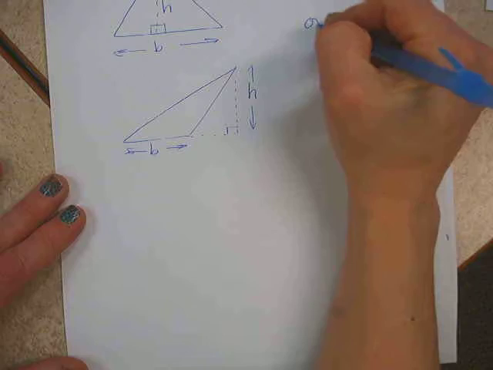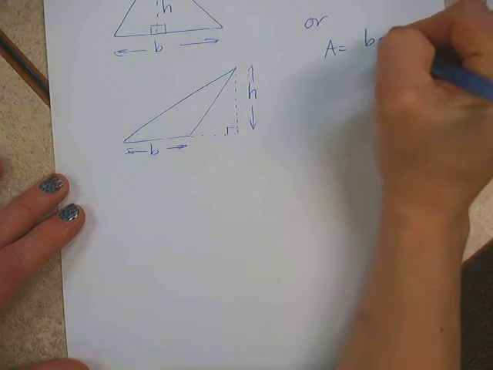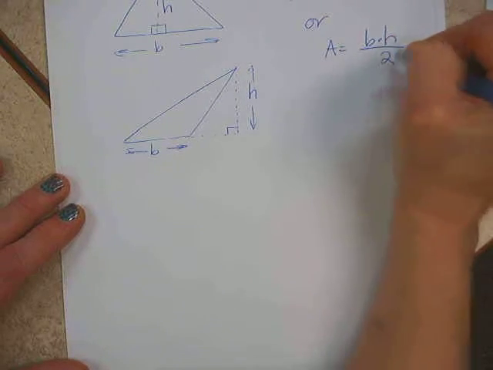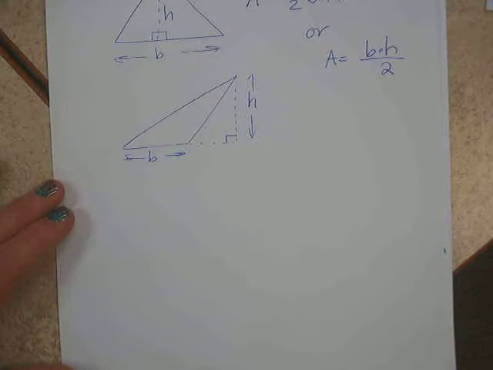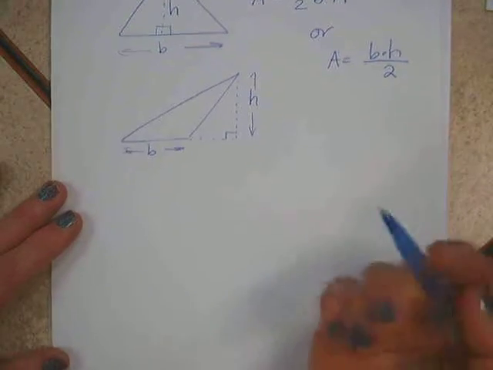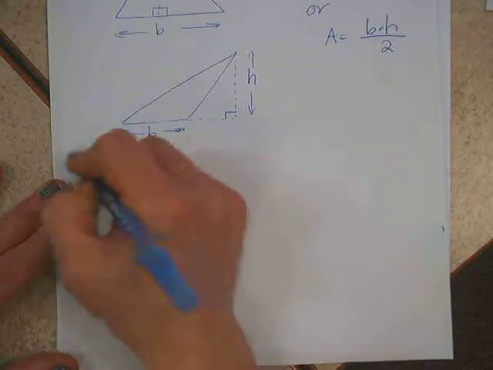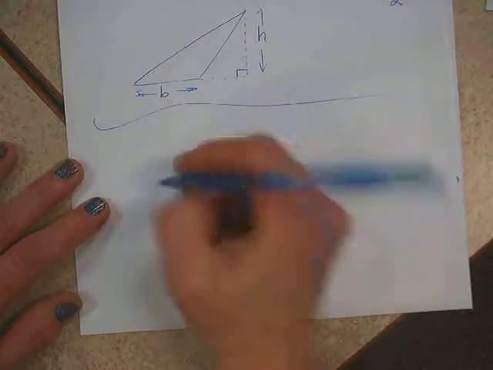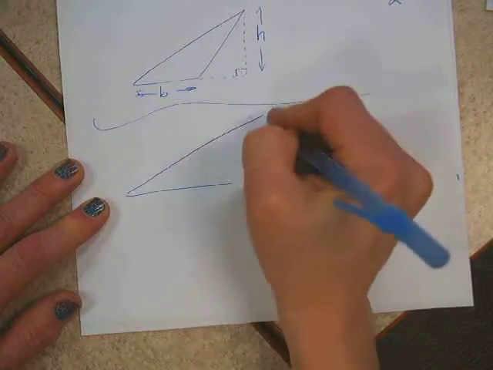Now, some of you might, as an alternative, like to say base times height over 2. And that's all right. It's the same thing. Okay, so a couple examples.